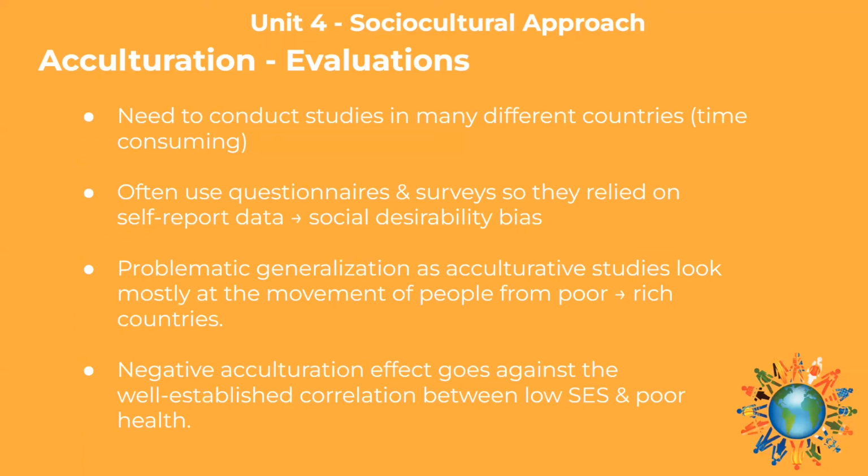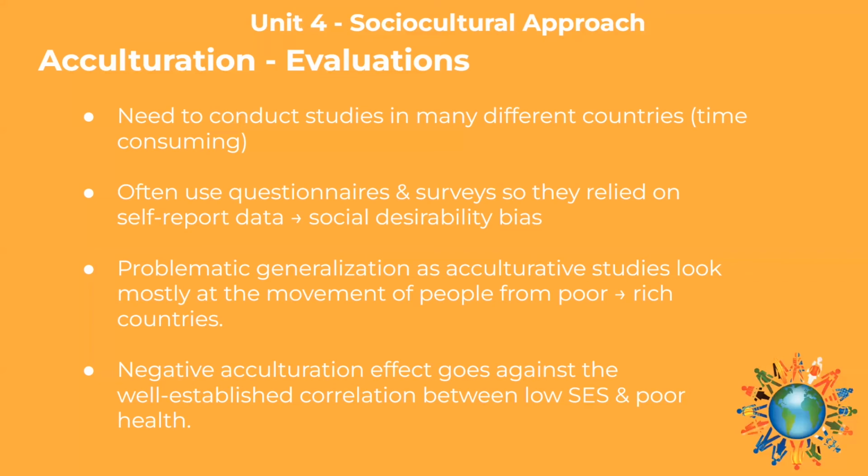And people in here might demonstrate social desirability bias, which is basically when you say good things about yourself to please the researcher. As I said before, this has problematic generalization because it only looks at the movement of people from poor to rich countries, but not vice versa. So we can't really generalize it to other people or other countries.